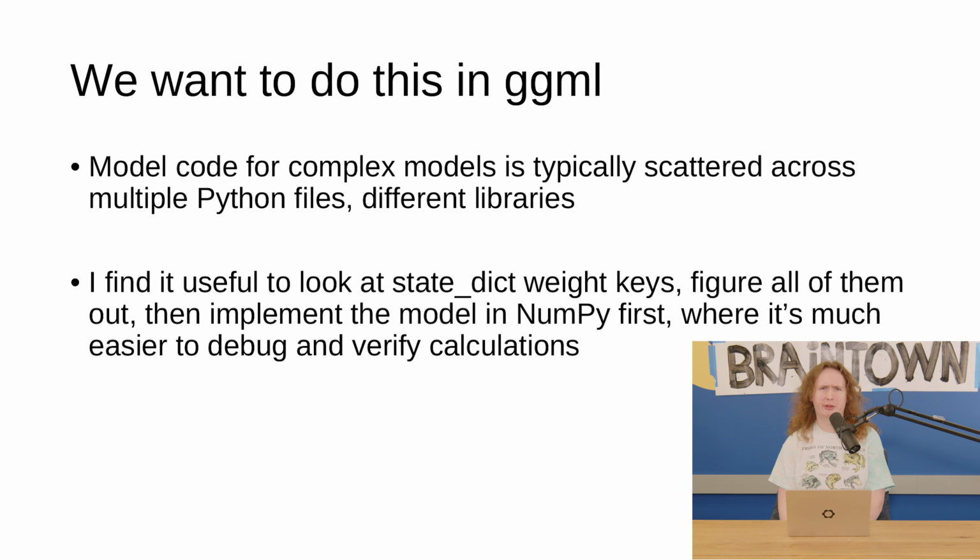You would have to spend a lot of time tracking down where the actual inference code is and how the inference works exactly. Because of this, I find it most useful to look at all the weight keys and their shapes to make sure you're not missing anything. You can use that to figure out how parts of the model work exactly. Then I would suggest implementing the model in NumPy because it's much easier to debug and figure out what's happening and verify all the numbers are correct. Once you're done with that, you can implement it in GGML.